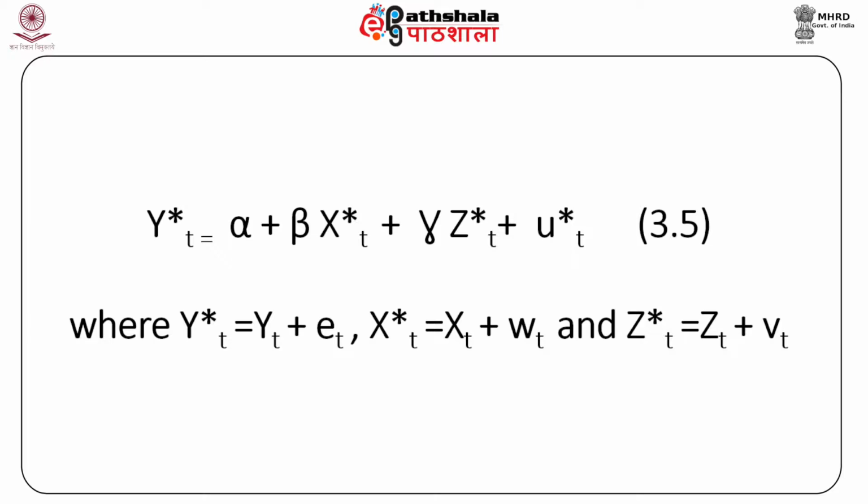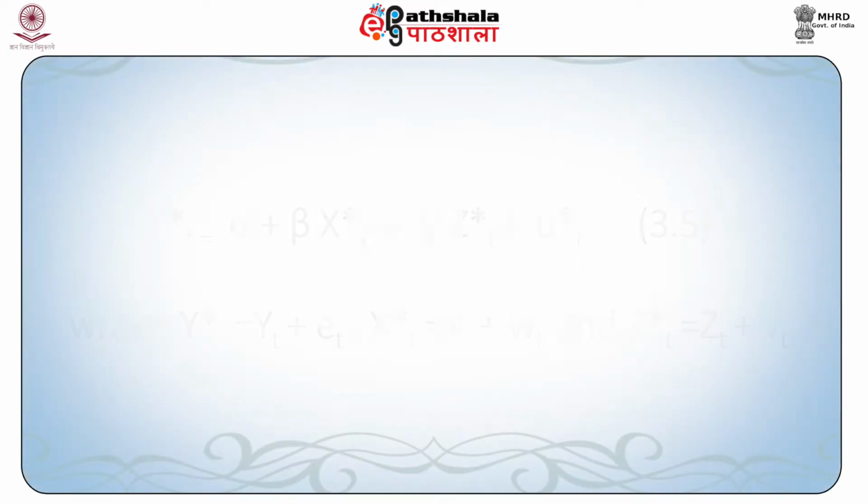Thus the estimated model becomes yt star = alpha + beta xt star + gamma zt star + mu t star, where yt star = yt + et, xt star = xt + wt, and zt star = zt + bt. In estimating this equation, the estimator commits errors of measurement or measurement error bias.